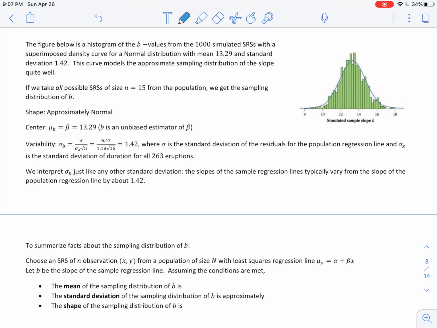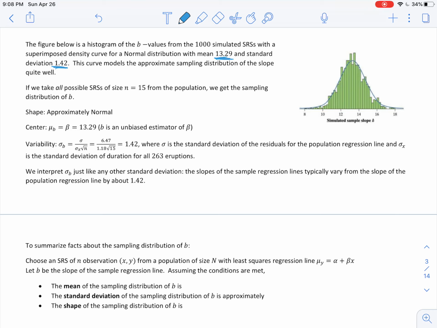So the figure below is a histogram of the b values. So instead of looking at a dot plot, grouping them slightly differently. And then right on top is a true normal distribution. Now this normal distribution has the mean and the standard deviation of the sampling distribution of sample slopes. I'm not used to saying that one. So that's how it was created.